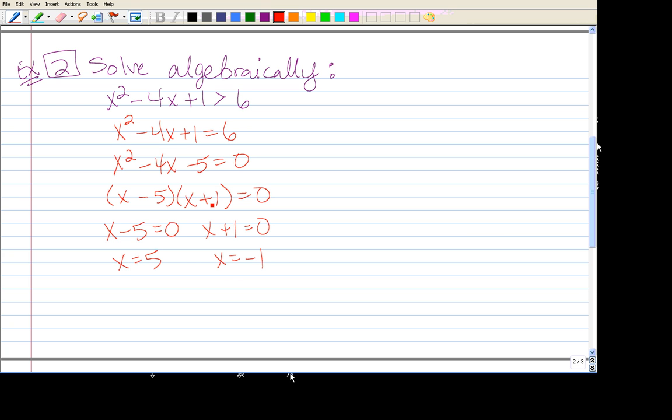So to figure out whether I'm going to have an or situation or an and situation, like seen before, example A was an and. Example B was an or because we had the two separate parts. I'm going to draw a number line.